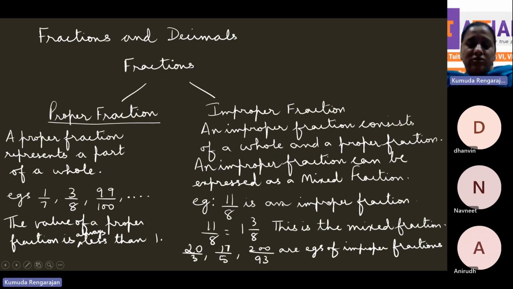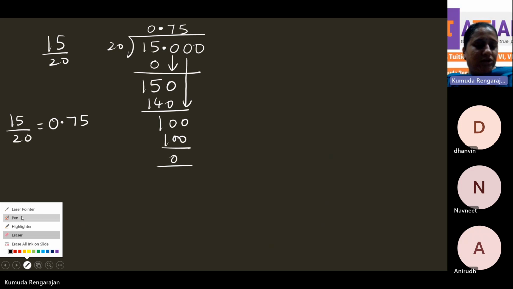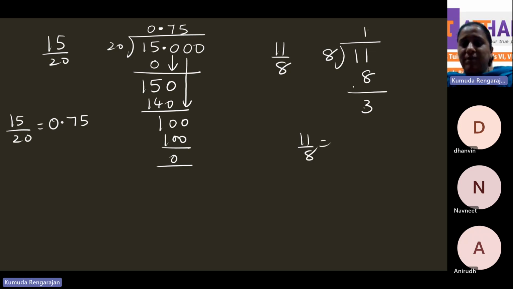If you take this example, 11 by 8, this is an improper fraction. How do you write 11 by 8 as a mixed fraction? You need to divide. Always the numerator is the dividend, the denominator is the divisor. So 8 ones are 8, 3 remains. So 11 by 8 is equal to 1 and 3 by 8. This quotient is the whole.